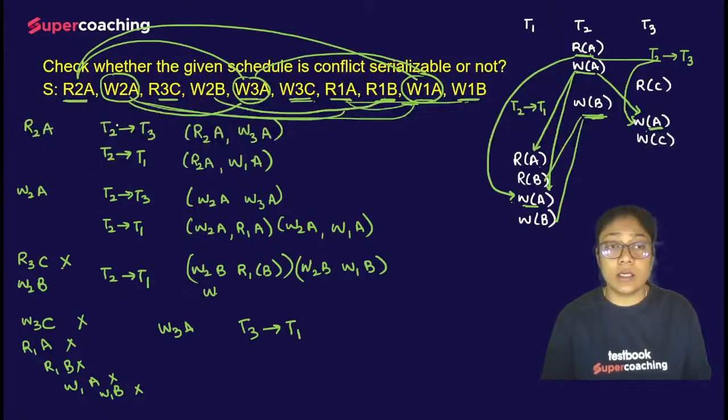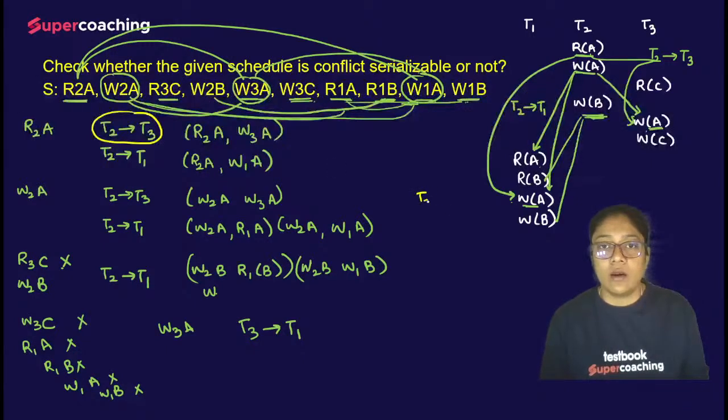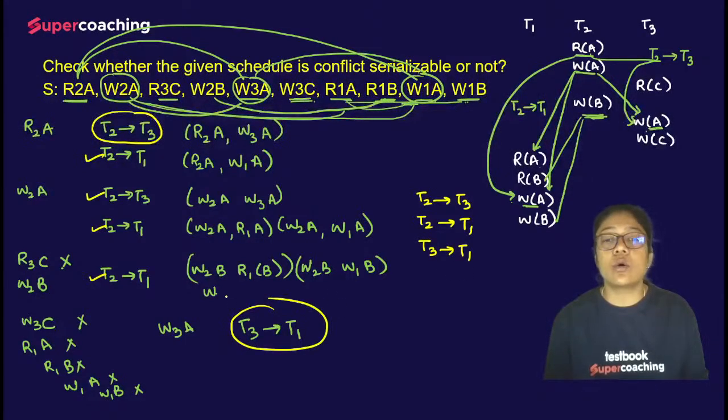Now look at which distinct conflict pairs are coming from these. T2 to T3, T2 to T1. We have already considered this, and T2 to T1 is also considered. Then next one is T3 to T1. So in short, we are getting three distinct conflict pairs.